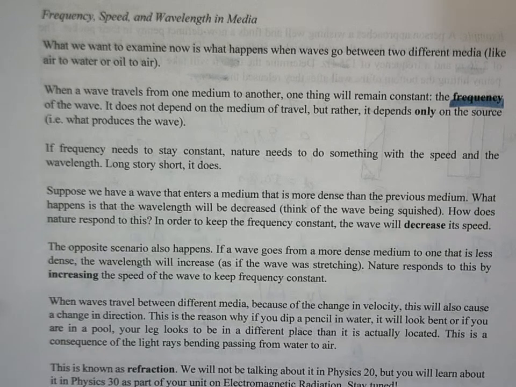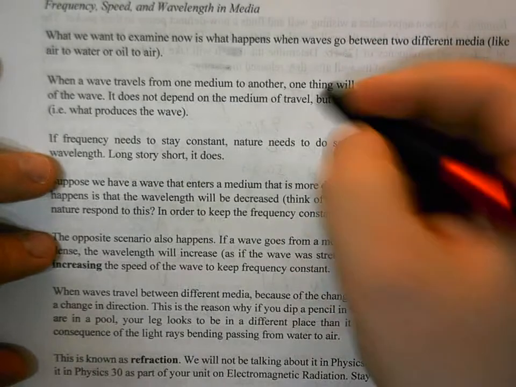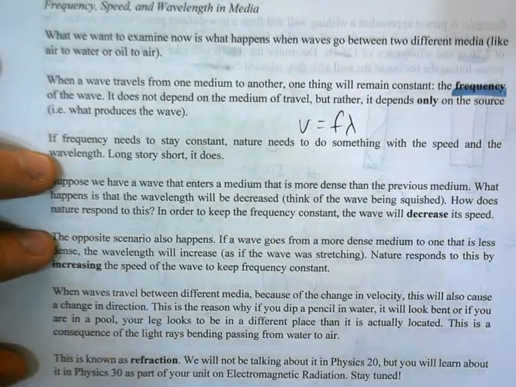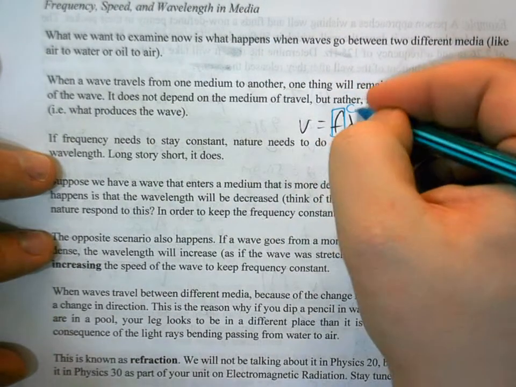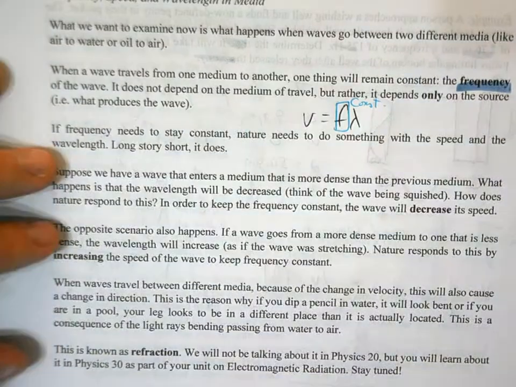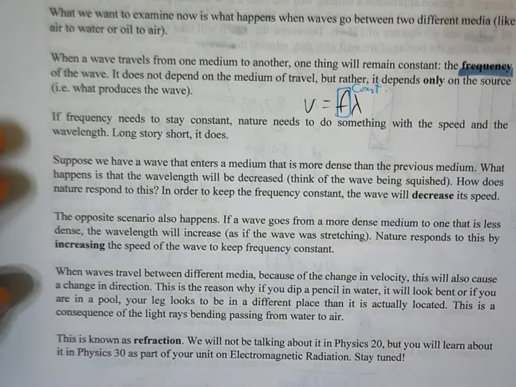So for example, if I shine a green laser pointer into some oil, in the oil, the wavelength of light is going to change slightly. But the frequency will not change. The fact that the green light enters oil doesn't change the fact that I originally shone green light. It's still green light at its source. So frequency always stays constant. Now, in my equation v equals f lambda, if this gets to stay constant, that means when we go between media, v and lambda are going to have to change.